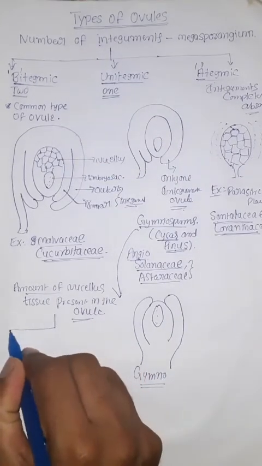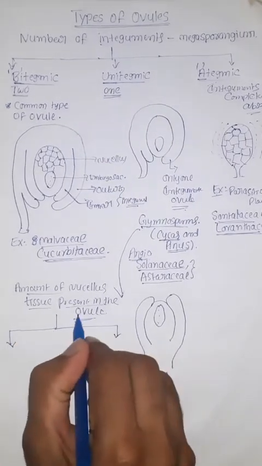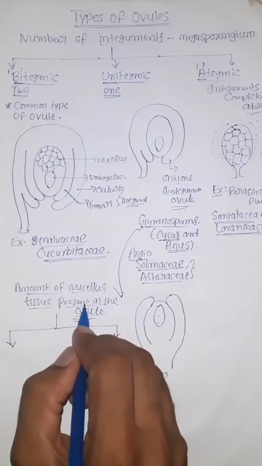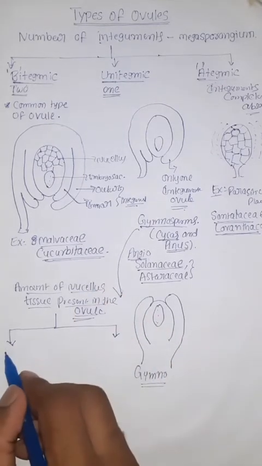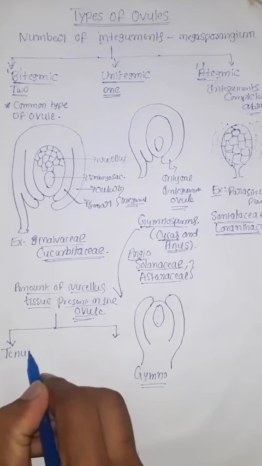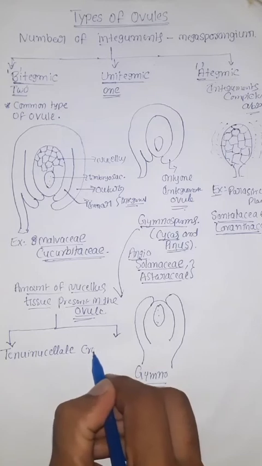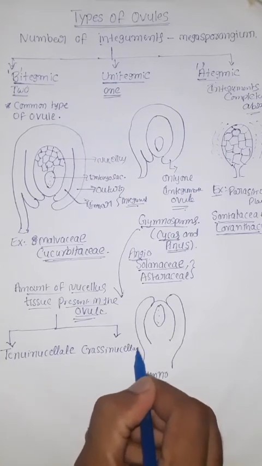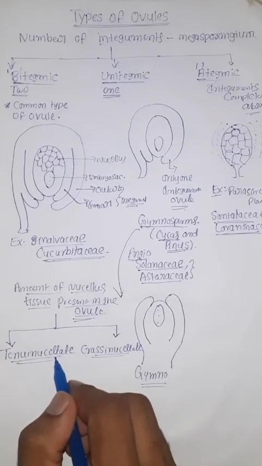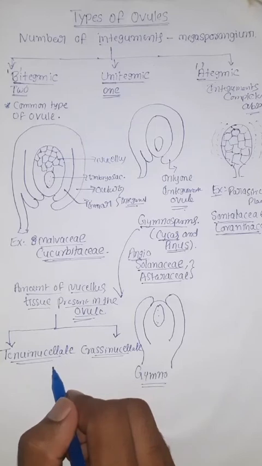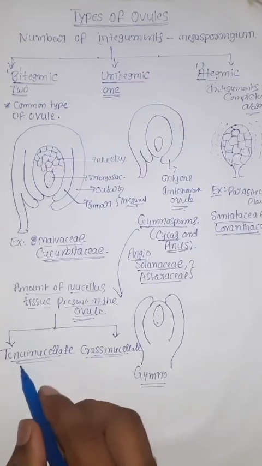Here there are two types of ovules based on this criteria. Means the amount of nucellus present in the ovules, based on this criteria we have two types of ovules. Number one is the tenuinucellate type of ovule. Second one is the crassinucellate type of ovule. The ovules in all plants are classified into these two types. One is tenuinucellate, second one is crassinucellate. First we will see what is tenuinucellate.